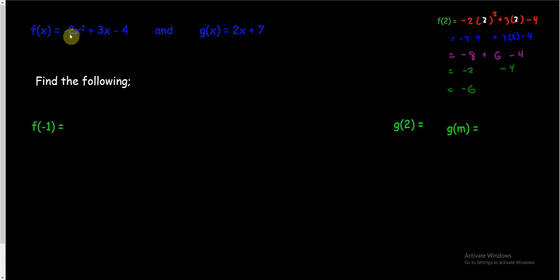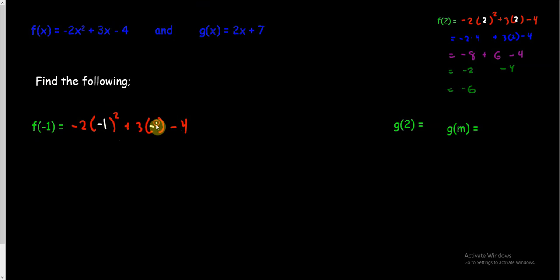So the function is minus 2 blank squared plus 3 blank minus 4. And this is one of those big reasons for using parentheses. What am I plugging in here as a negative number?